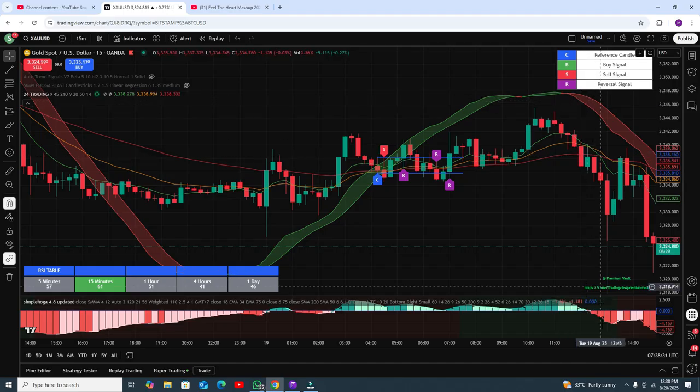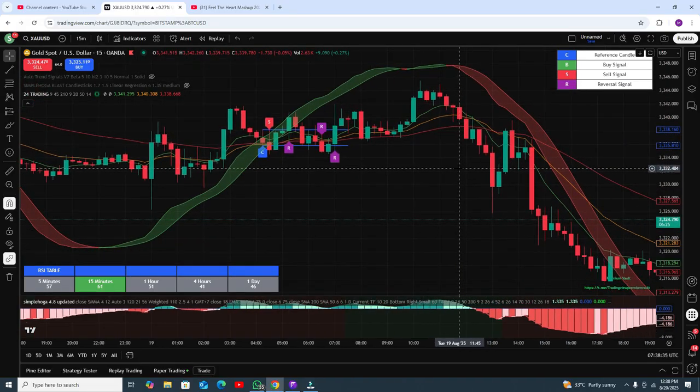RSI is also red, histogram is also red, so this is your entry point. You can see this candle is again closing. This candle comes upside and then comes downside. Okay, so this is your entry point again, and you can easily catch the move.